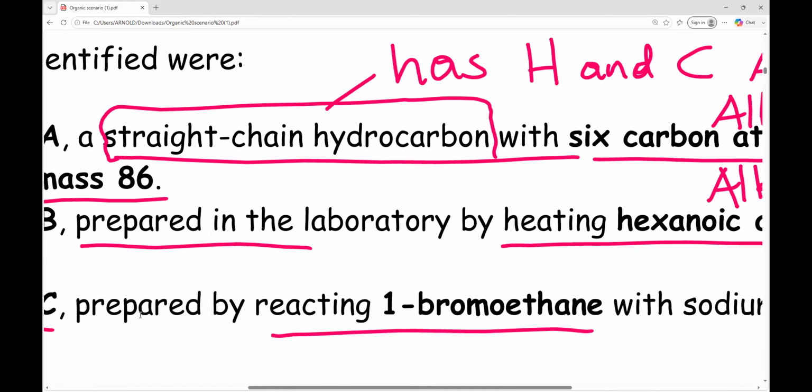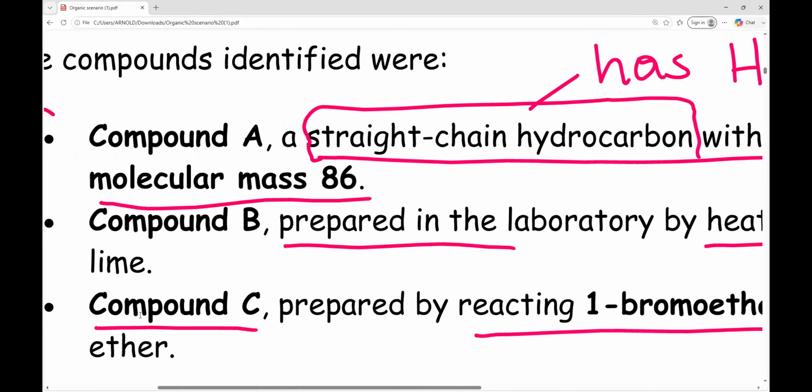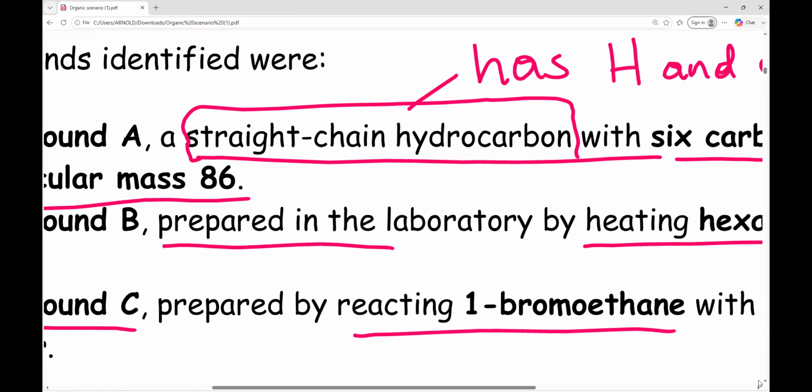Then also, this hydrocarbon has six carbon atoms and a molecular mass of 86. It was provided. Six carbon atoms and molecular mass of 86. However, if I know that this compound has six carbon atoms, remember it is made up of carbon and hydrogen, I must also know how many hydrogens it has. So we're concluding very well on how it is constituted.